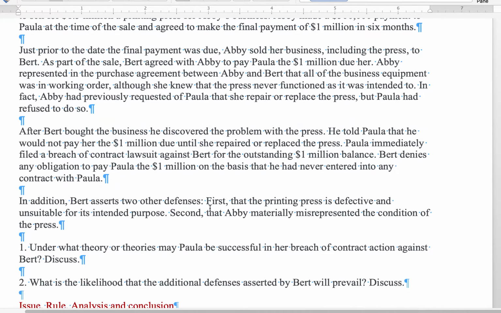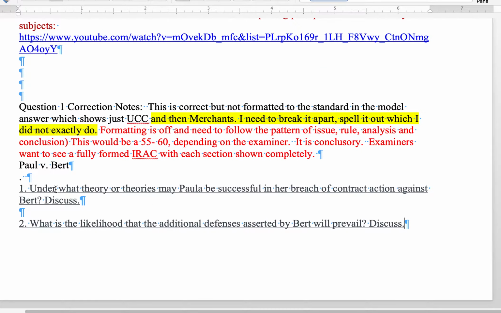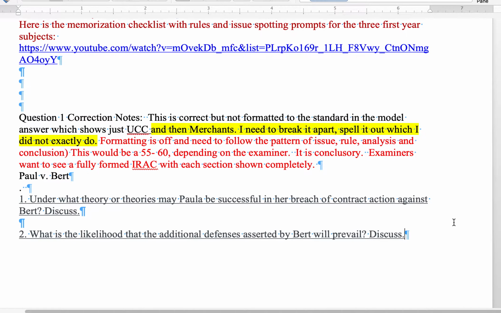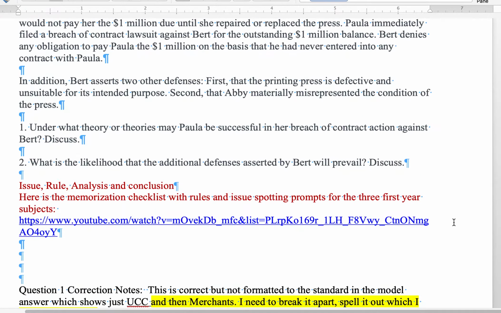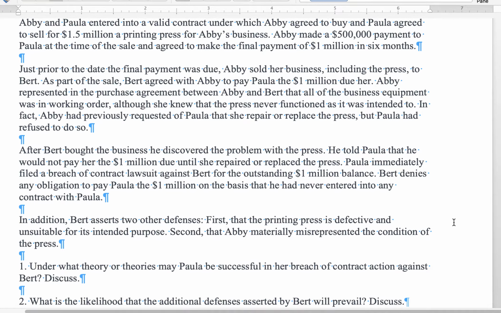But if you look at the question, it's asking you about Paula and Bert. So immediately a light bulb's going to go off in your head. Is there a third party beneficiary? Let's read the fact pattern and find out what's going on, okay, before we jump to any conclusions.